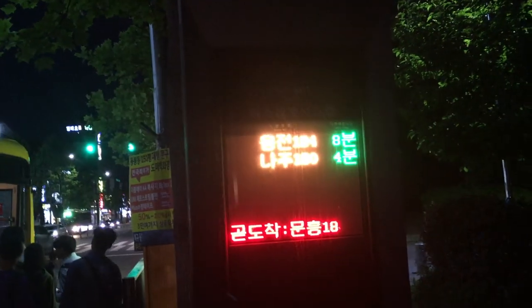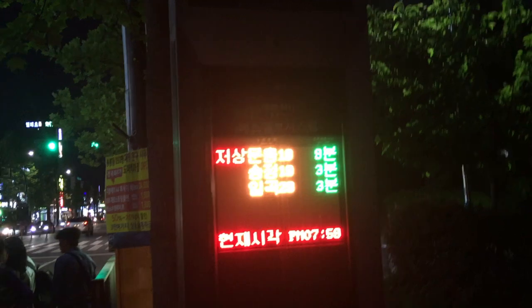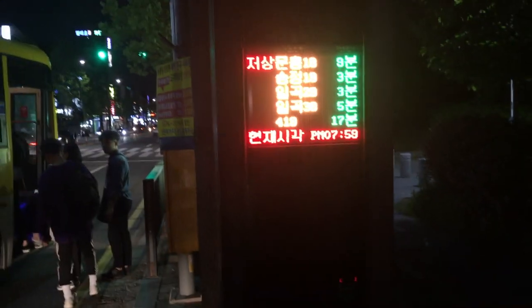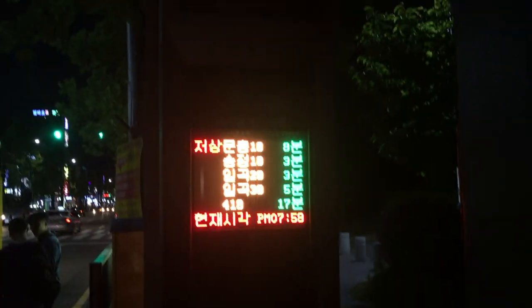So I got off at my bus station and I'm in my school bus station. Okay. So I just got off bus 18.